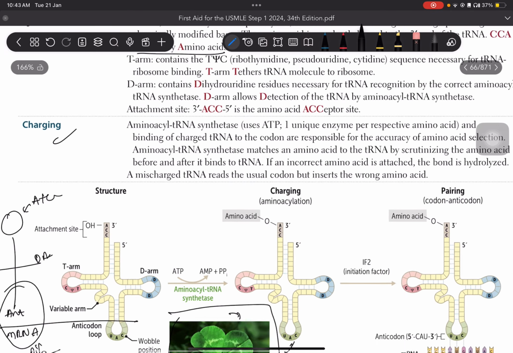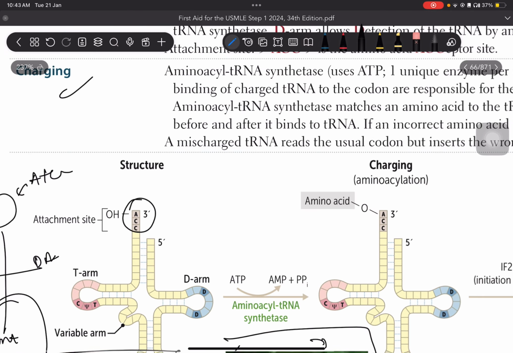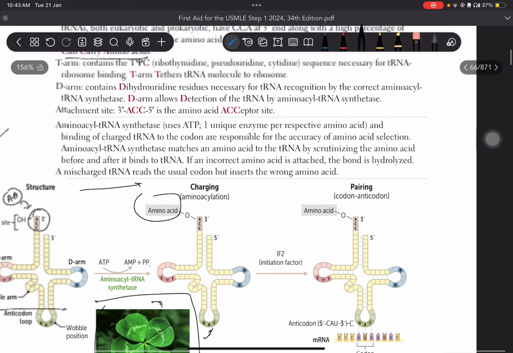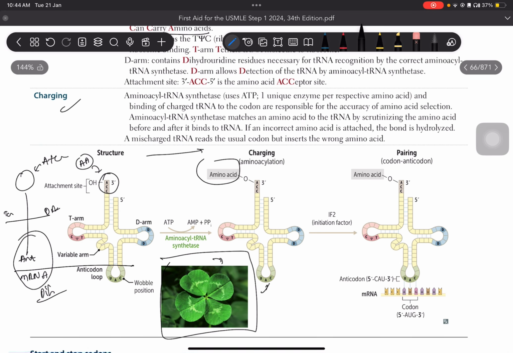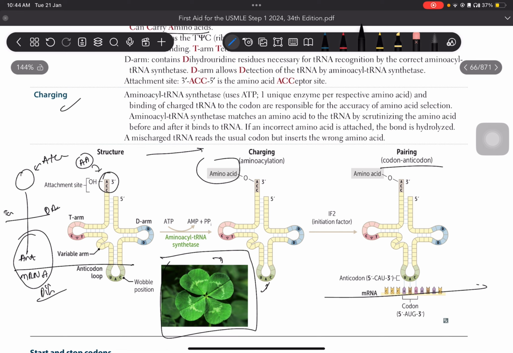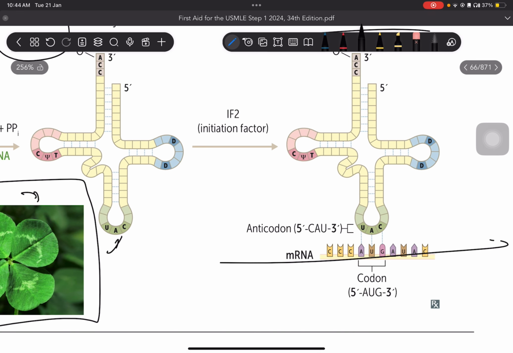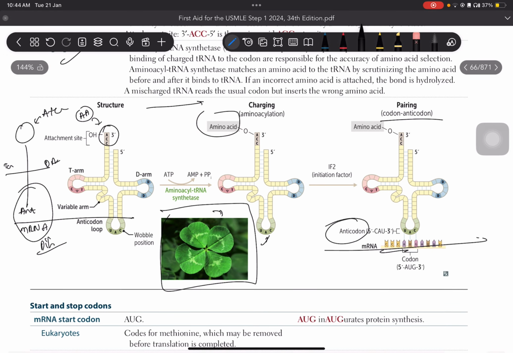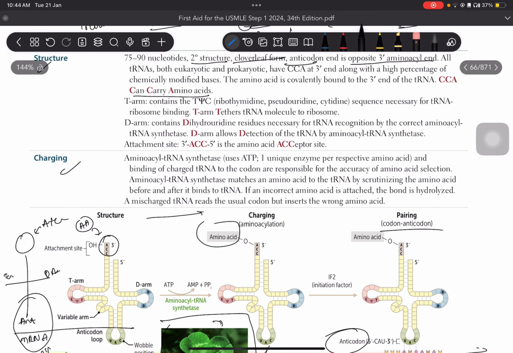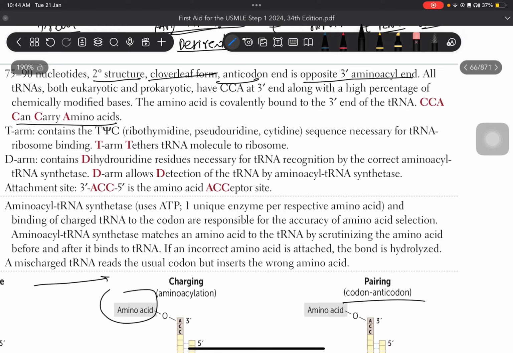The 3' end of your tRNA has an attachment site. This attachment site brings in the amino acid and attaches to it. This process is called charging. We'll discuss charging further on. Then it pairs to your mRNA. This is nothing but codon and anticodon. The anticodon is present on tRNA, whereas the codon is present on mRNA. How many nucleotides does a codon contain? Three nucleotides.